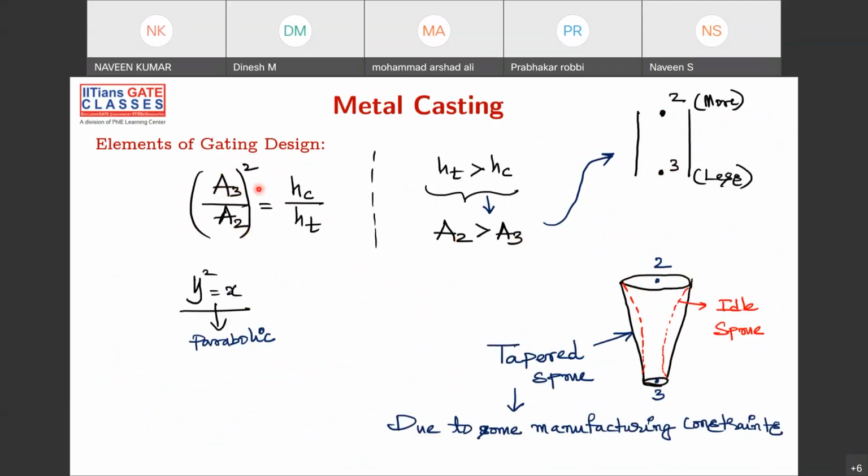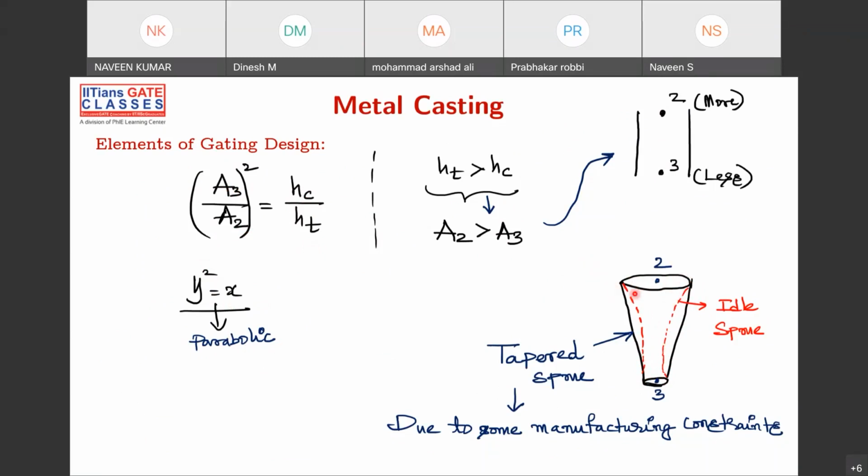A3 square by A2 square is equal to HC by HT. It is like y square is equal to h, so it should be parabolic. Even though the diameter is more here and less here, really it should not join as a straight line; it should be joined like a parabolic curve. But due to manufacturing constraints, because this is a small thing and making it parabolic is difficult in mass production, you directly put a straight taper.